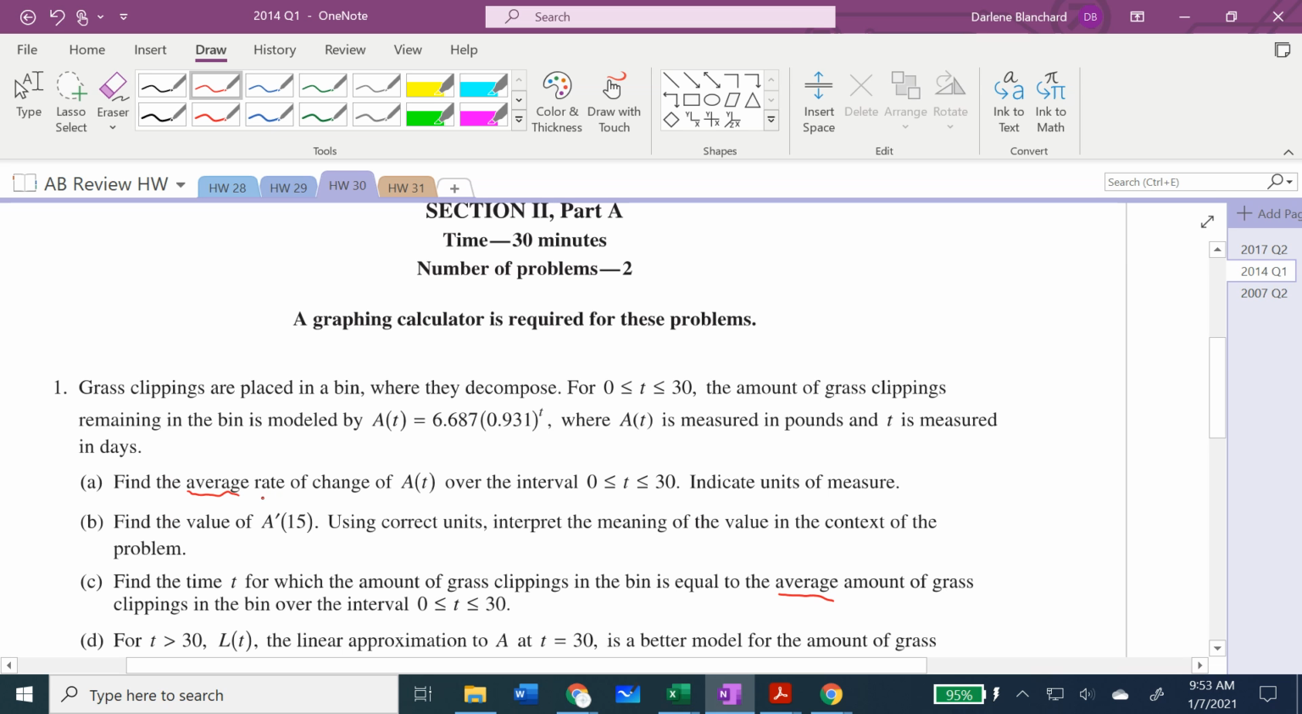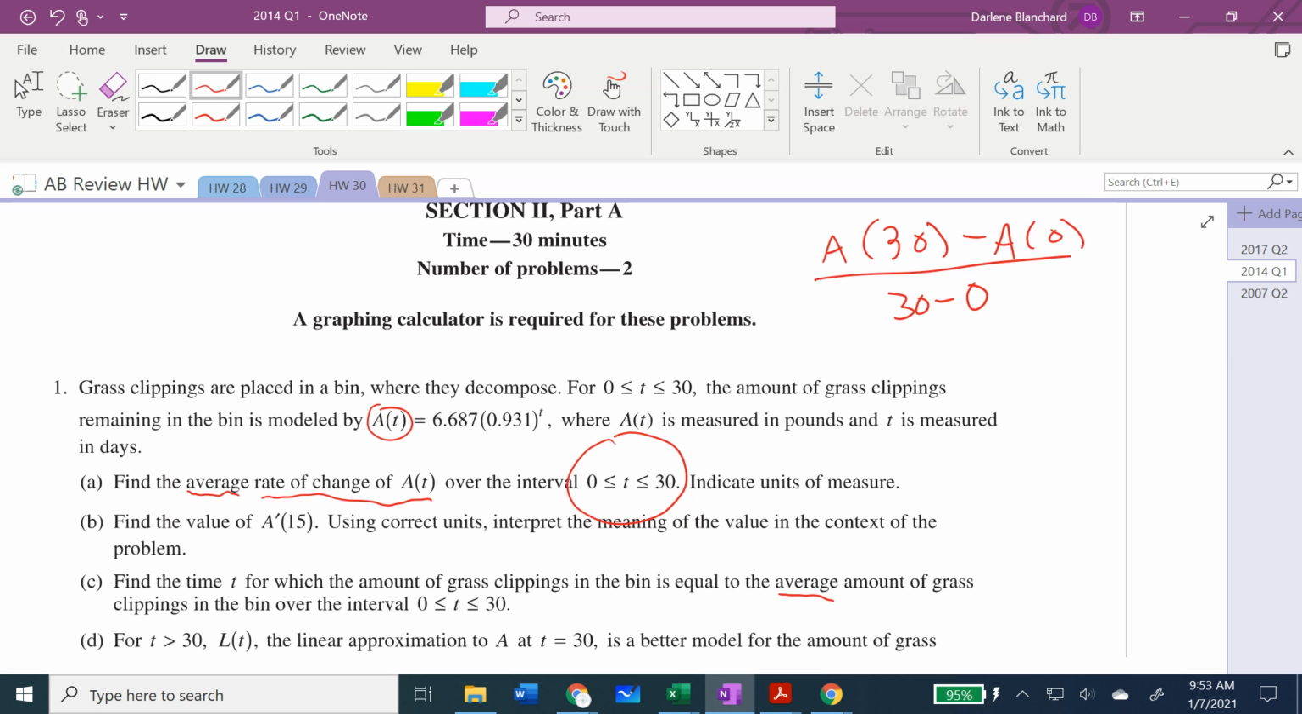But average rate of change of A means you're doing the slope formula because you know the function A. With your slope formula, then you're doing A of 30 minus A of 0 over 30 minus 0. Know that there are a variety of ways with your calculator that you can get the values of A. And I've told you about one way where you look at the graph.